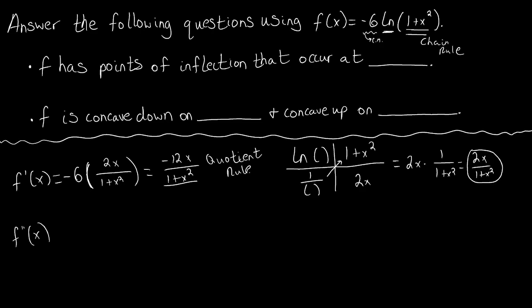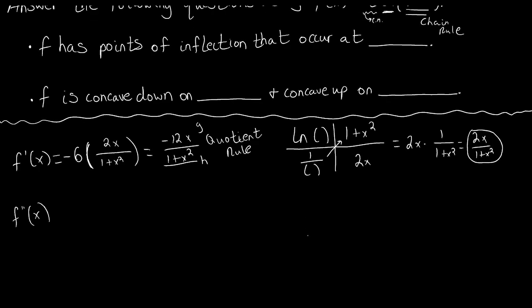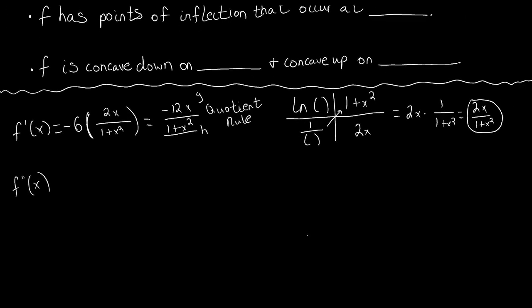Okay? So let's call this top function g and this bottom function h, and let's figure out what we have in terms of our derivatives and original functions. So g is -12x, h is 1 plus x squared. h prime is the derivative of 1 plus x squared, so we know that's 2x, and the derivative of g is -12, okay? And the way the quotient rule is said with our rhyme is: low d high minus high d low, all over the square of what's below.